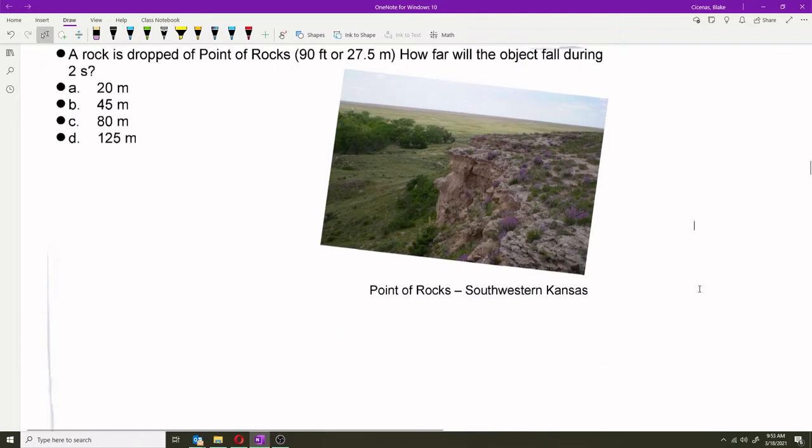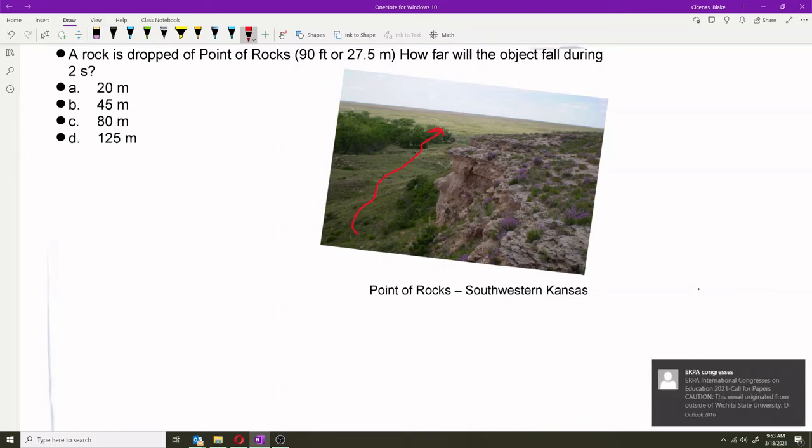All right, so we'll do a problem. Point of Rocks. This is in western Kansas, far southwestern Kansas, like in the bottom southwest corner. But when you're standing on top, you can see the ruts from the old Santa Fe Trail, and it's around 90 feet tall. It's really pretty out there. Let's say you drop a rock off of it. How far will it fall during 2 seconds?